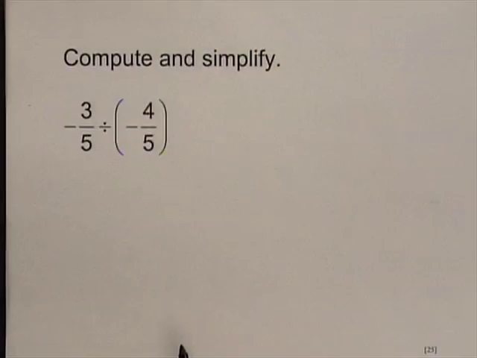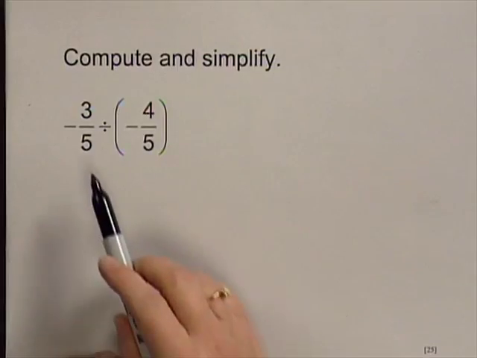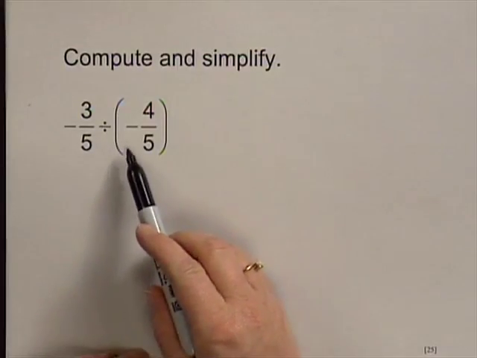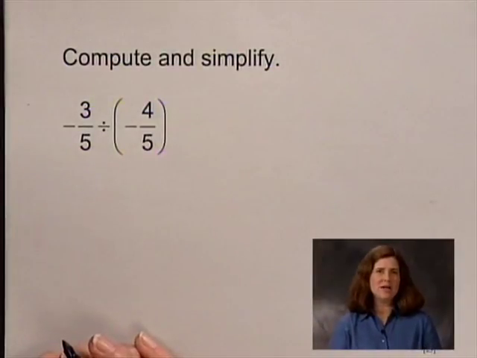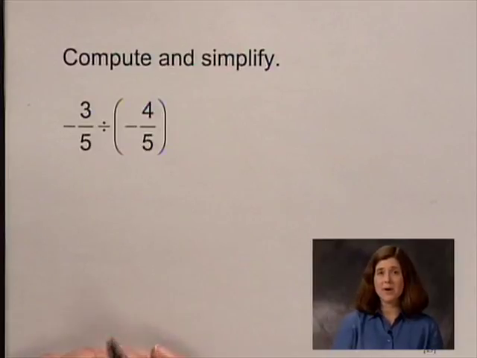In this problem, we'll do a division of fractions. We're asked to compute and simplify -3/5 divided by -4/5. Now recall, when we divide fractions, we need to multiply by the reciprocal of the fraction we're dividing by.